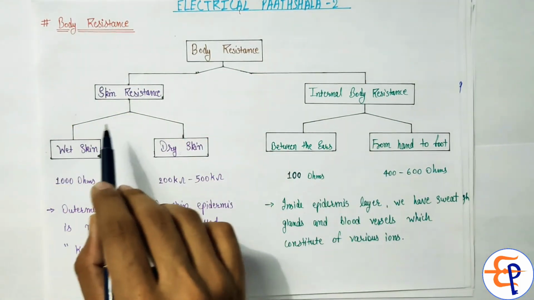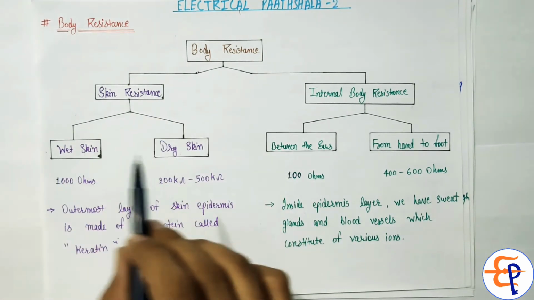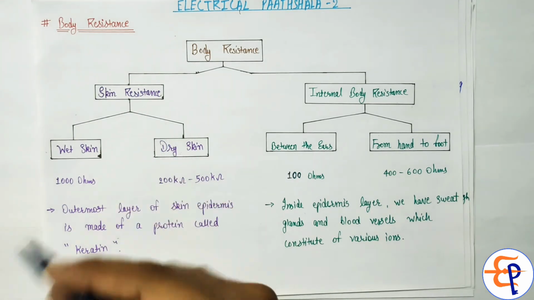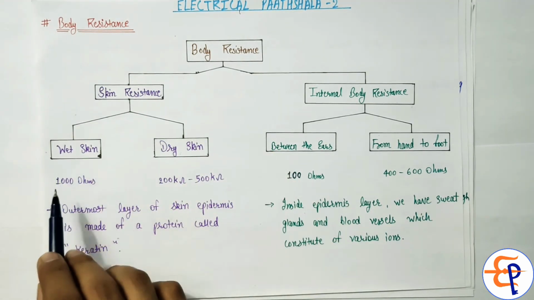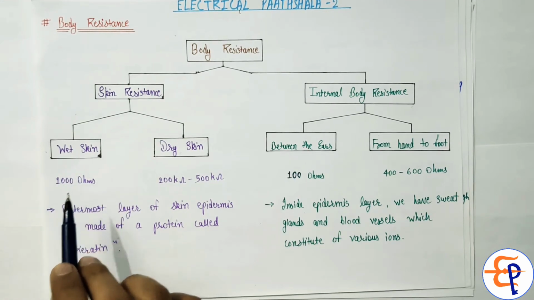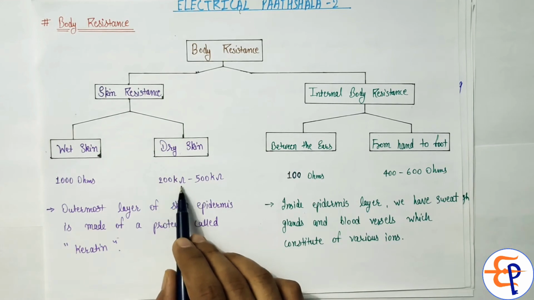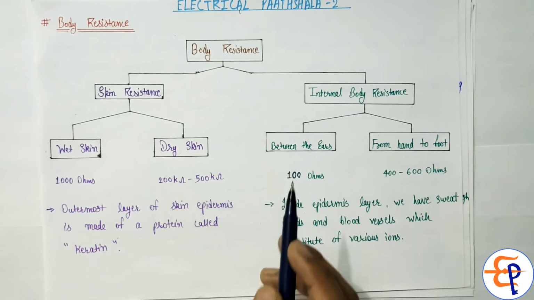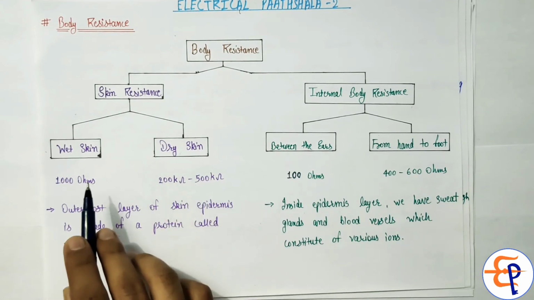Now guys, this skin resistance depends very much on the condition of the skin, whether your skin is wet or dry. The skin resistance depends on that largely. The resistance of wet skin is as low as 1000 ohms only. On the other hand, dry skin may offer as high as 200 kilo ohms to 500 kilo ohms resistance to the passage of the electricity. So here you can see the difference.